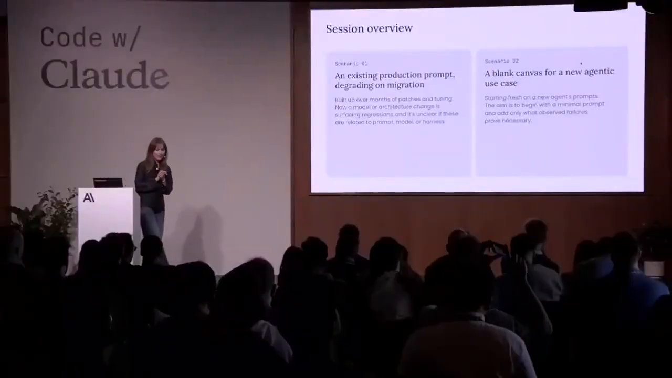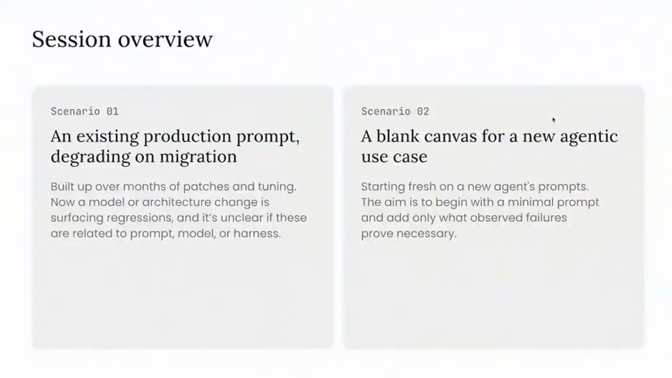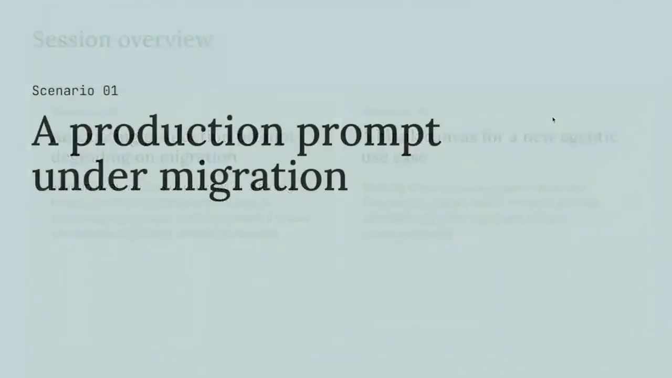So today, we're going to discuss some best practices in the context of two practical scenarios that you're probably encountering at work. The first is where you have an existing prompt in production that you've been maintaining for some time, and possibly you're migrating it to a new model or making a change to the architecture, and for some reason, it's no longer working as well. The second scenario is where we're building an entirely new agentic use case from the ground up, and we need to build the prompt from 0 to 1.